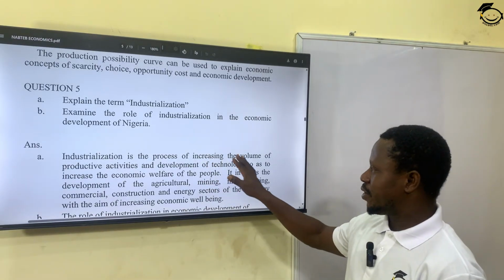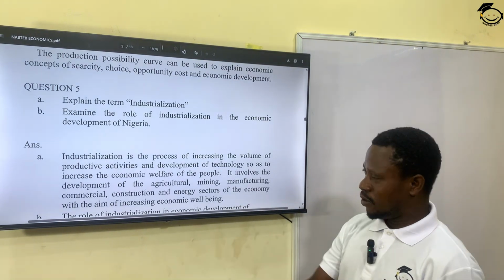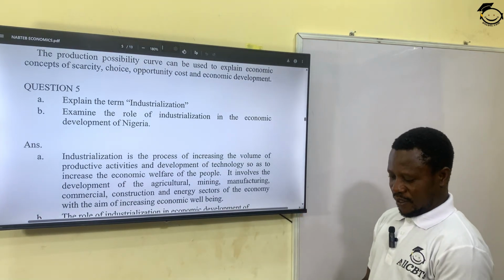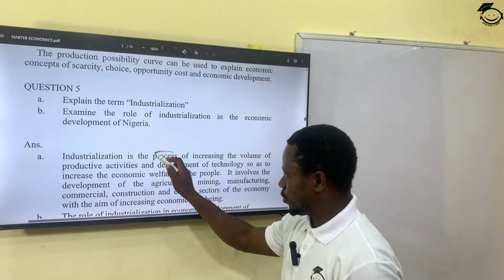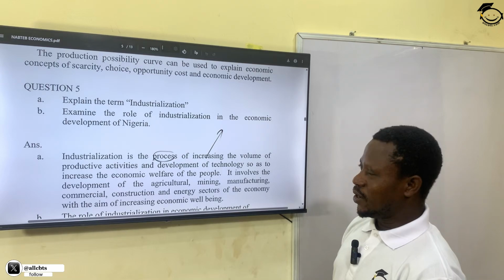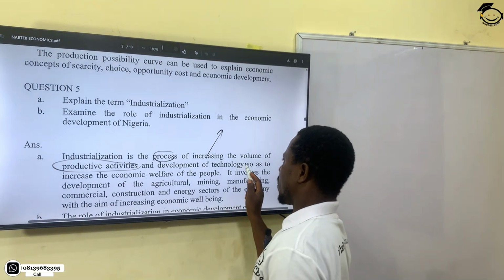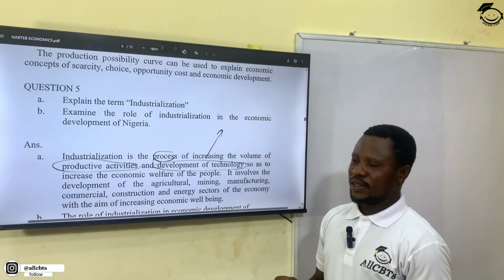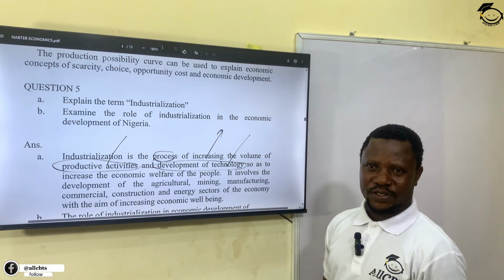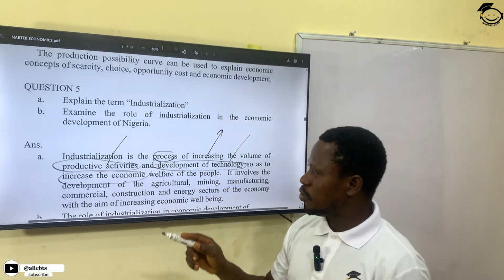Industrialization is the process of increasing the volume of productive activities, and development of technology so as to increase the economic welfare of the people. If you note, what is industrialization? It's a process. In this process, what are we doing? We are increasing. What are we increasing? One, the productive activities. And two, we are also developing our technology. As long as we are increasing productive activity and developing our technology, of course, we expect that the economy will develop. The volume of the economy will increase.